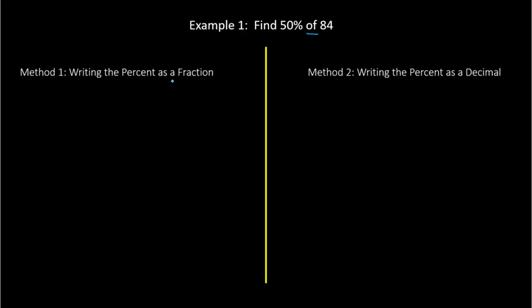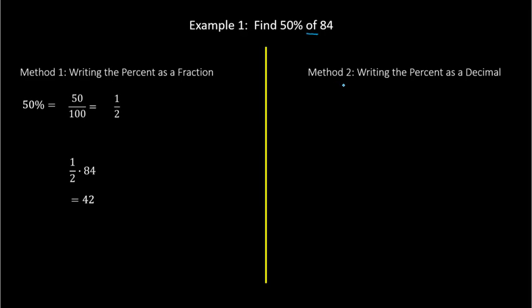Well, to do that, using method 1, we could convert that percent to a fraction. So 50%, remember percent means out of 100, or divide by 100. So this is 50 over 100, which could reduce, and assuming we know how to reduce, we would get 1/2. So we take 1/2 times 84. What is 1/2 times 84? Well, you can think of that as 1/2 of 84, or 84 divided by 2, same thing. That gives you 42. So your solution is 42.